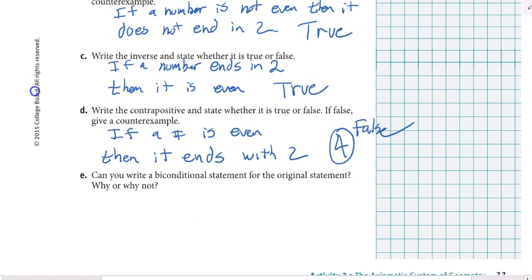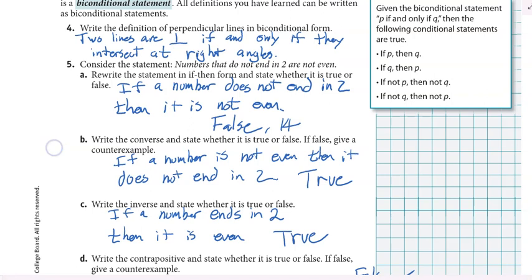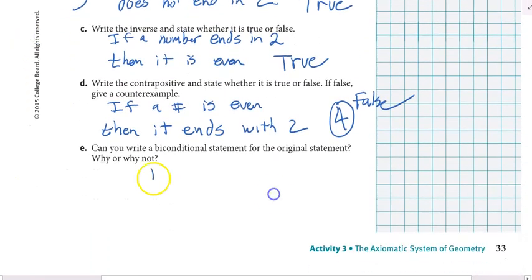Okay. Can you write a biconditional statement for the original one? No. You can't, because the original statement and the converse are not both true. So although this one was true, the original one wasn't. To be biconditional, the original statement and the converse have to be true. So no, the original statement is not true.